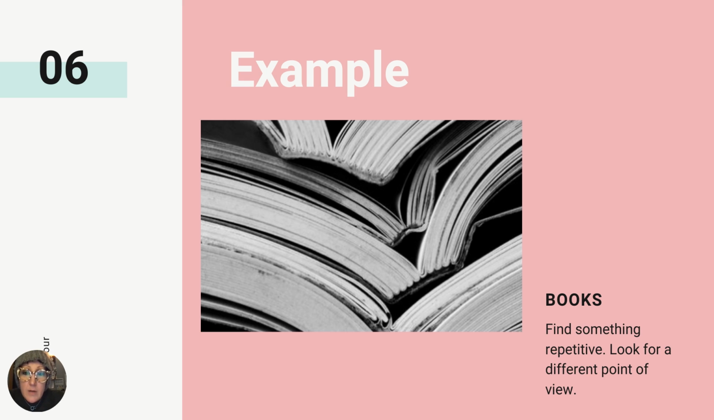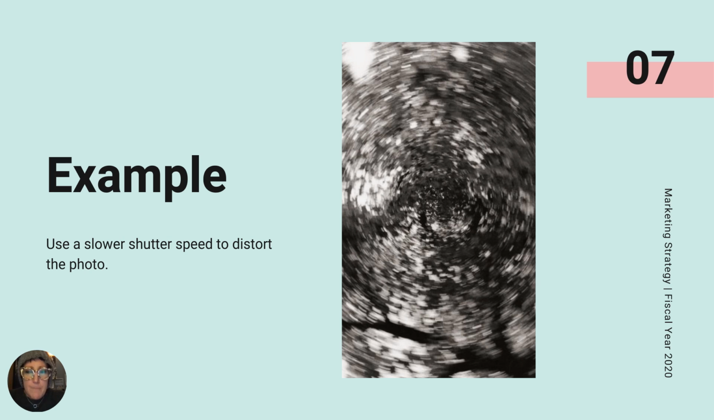Books. So find something repetitive, look for a different point of view. These are the bindings of books piled up and opened. And you can always edit the photo and put it in black and white, change the colors. You could even distort the photos in Photoshop. That's fine with me. All right.